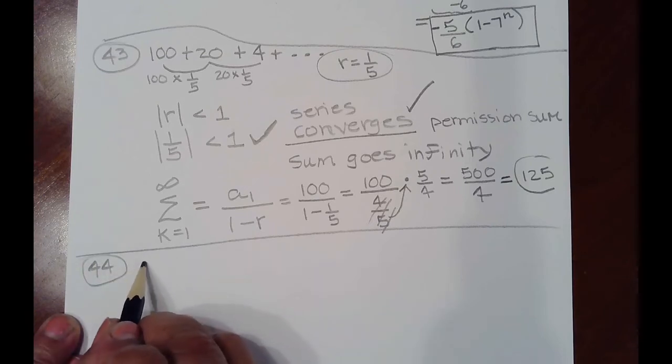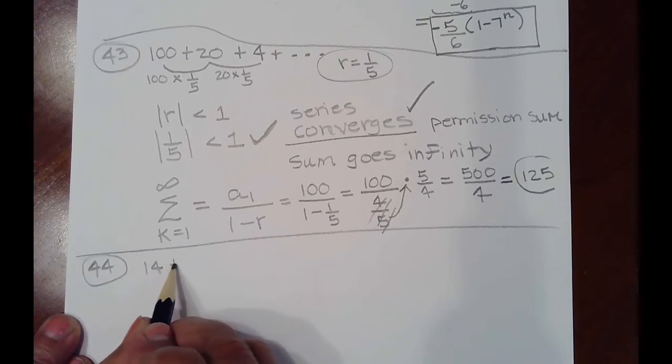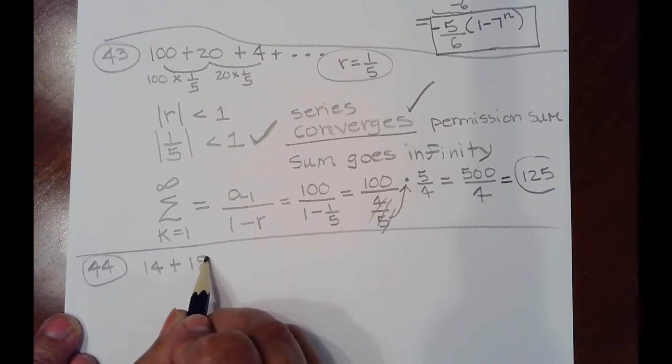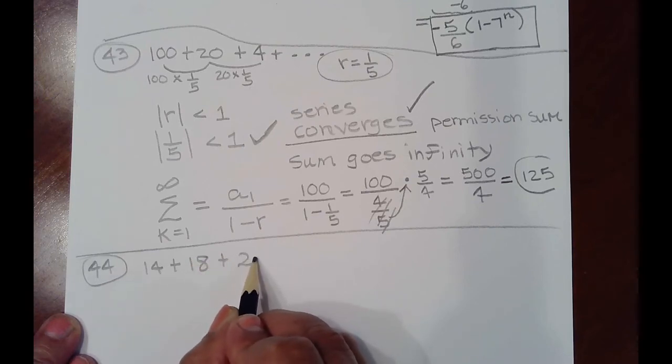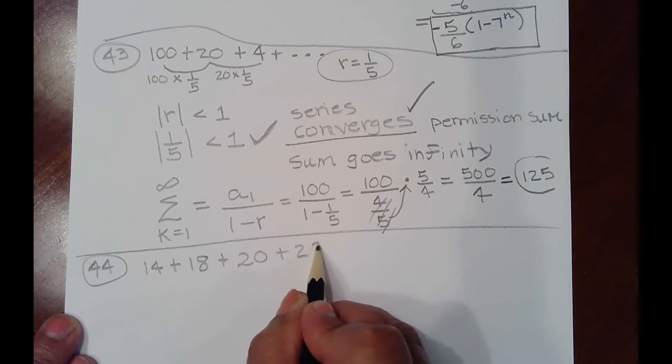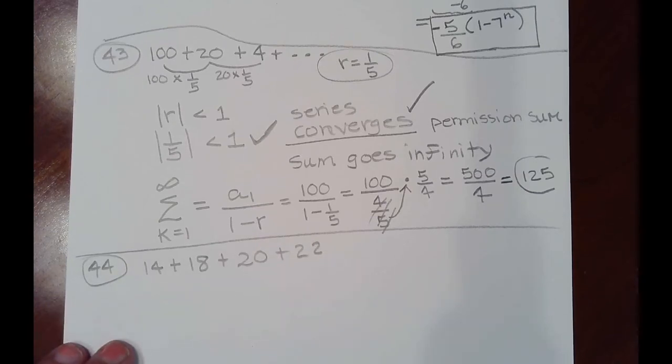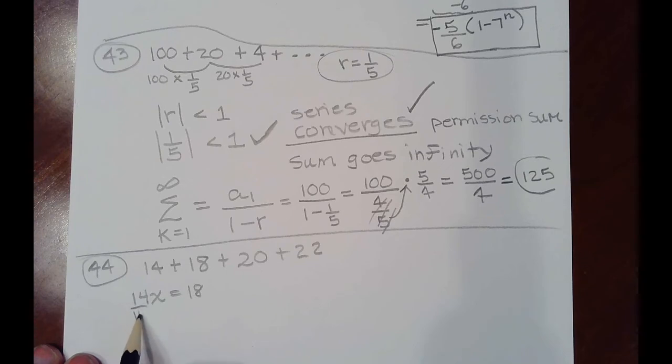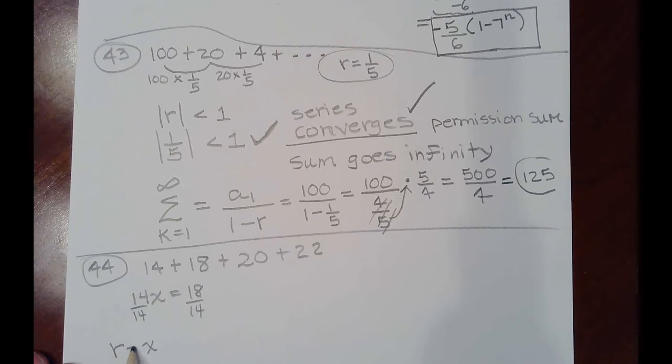For number 44, let's see what we have here to see if it even is going to happen for us as far as the sum. Okay, now this one doesn't even look like it has a common R value. In other words, 14 times what equals 18? Well, if you wanted to know what value you multiply 14 by to get 18, just solve it like an equation. So really what you're finding here is the R value. Is there a common R value?